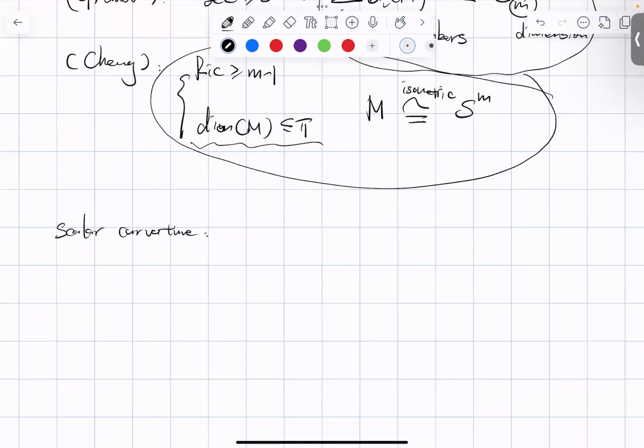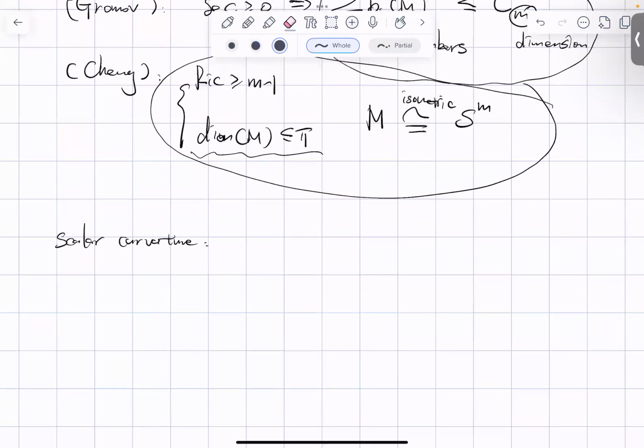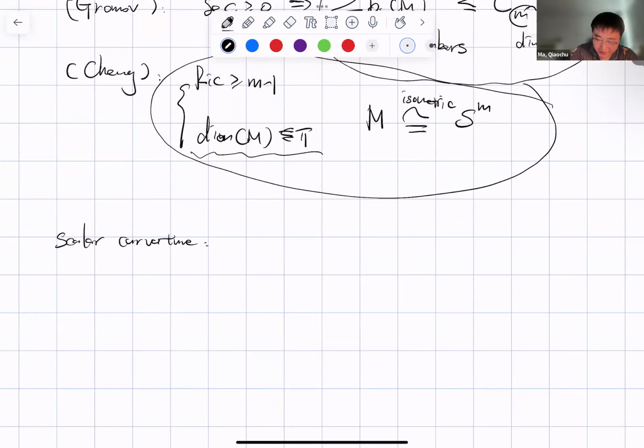You probably mean the diameter is exactly equal to pi? Okay, sorry, it's exactly equal to pi. Yes, you're right. Thank you.